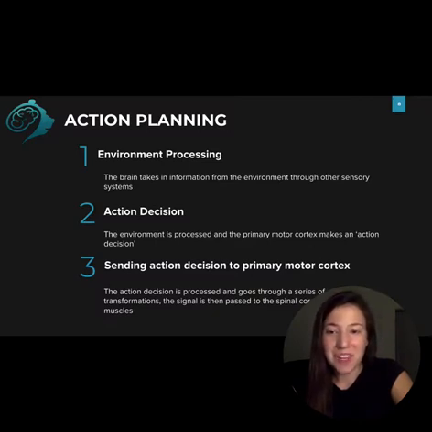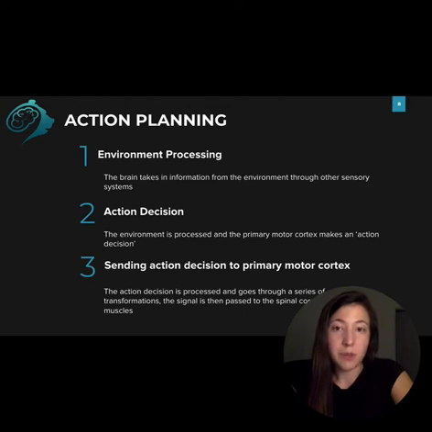So, step-by-step action planning. There are three major stages we can think of. The first is taking in and interpreting the environment around you, which involves processes from other systems that we talked about. The second is called an action decision, which is thought to occur in the premotor cortex. Then that action decision is sent to the primary motor cortex. Once reaching the primary motor cortex, there are a series of transformations of the commands that are all conveyed to the spinal cord and eventually the muscles.